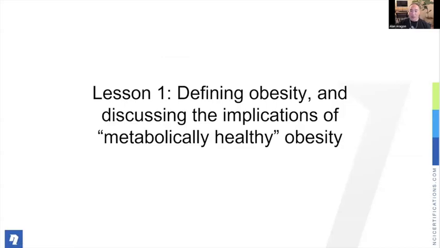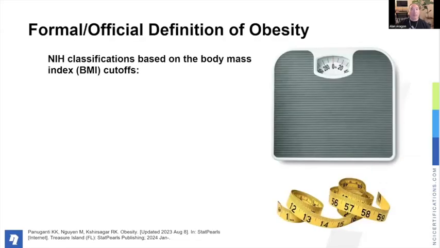Okay, so let's talk about defining obesity and also discussing the implications of metabolically healthy obesity. The formal definition of obesity was put forth by the National Institutes of Health, and it's based on body mass index. So body mass index is total body weight in kilograms divided by height in meters squared. So that's the formula for deriving BMI.